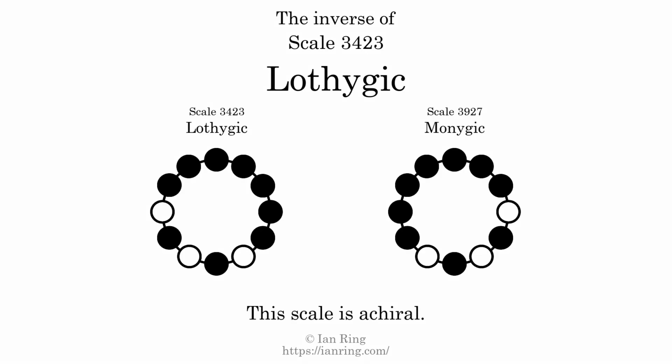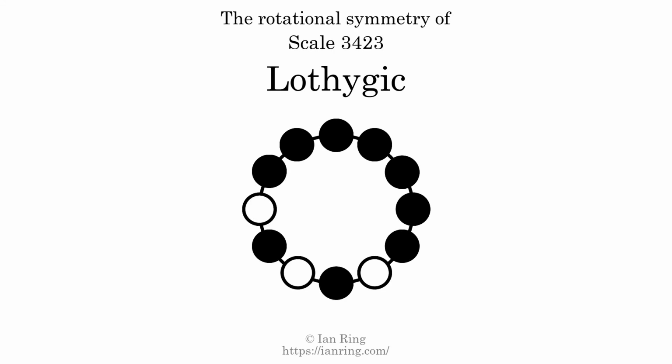The inverse of a scale is a mirror image. It is what you get when the sequence of intervals is reversed. The inverse of this scale is scale 3927, also known as Lothygic. This scale is achiral, since it can transform into its own reflection by a rotational transformation. This scale has no rotational symmetry.